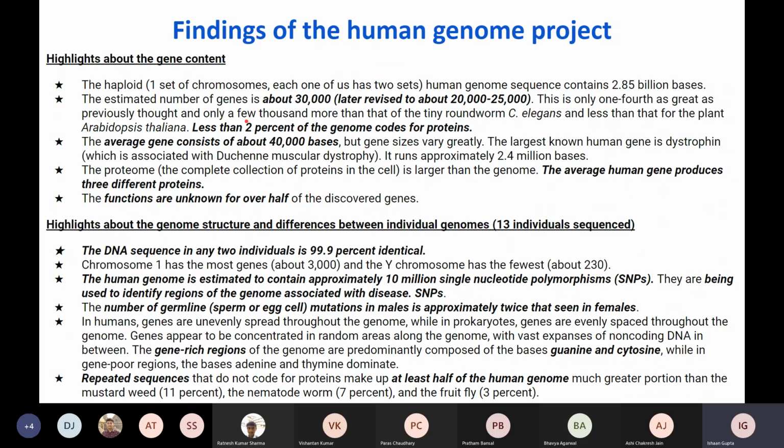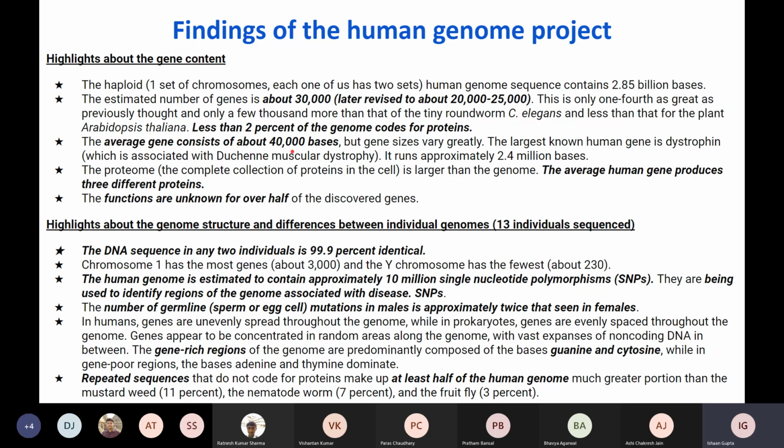So this is only 1/4 as great as previously thought. Previously people thought that there were many more genes because there were many more proteins that were getting made. And this is potentially because of alternative splicing, that the same number of genes can actually make many more different kinds of proteins. And one major thing that was found was that less than 2% of the genome codes for proteins. That is coming from these 20,000 genes.